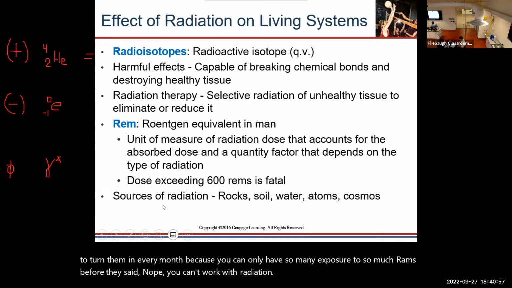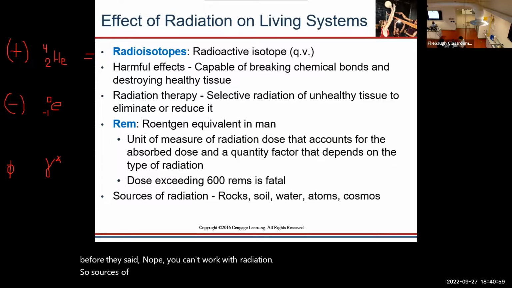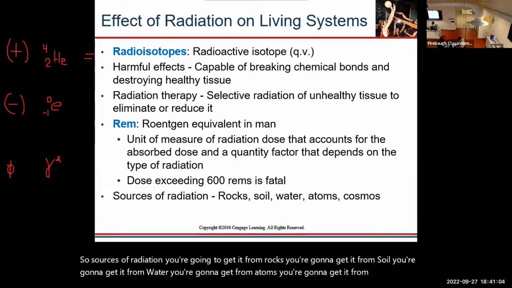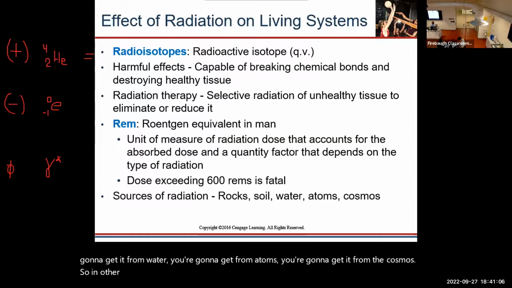Okay, so sources of radiation. We're going to get rocks, water, atoms. So in other words, pretty much nature. Right?